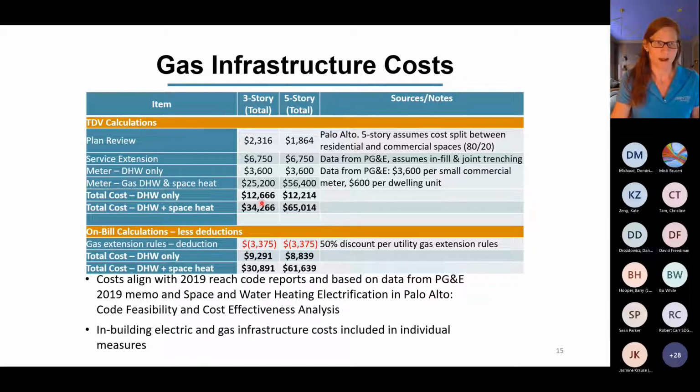The utilities do have gas extension rules that specify some allowances or deductions that the builder contractors can take. We did apply that, which ended up being on the order of about $3,000 per building. So we did account for that in our on-bill calculations, which is meant to be reflective of the builder, the developer, and the costs that they would see.